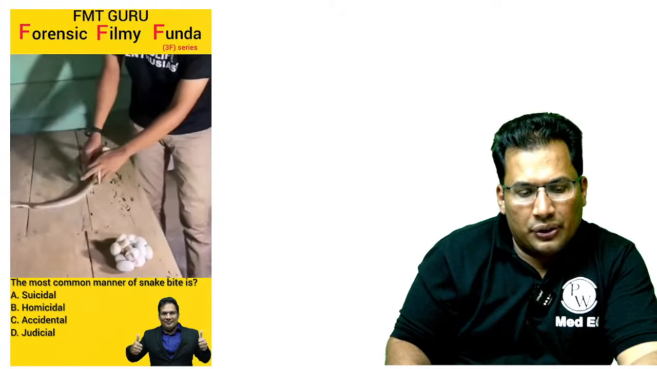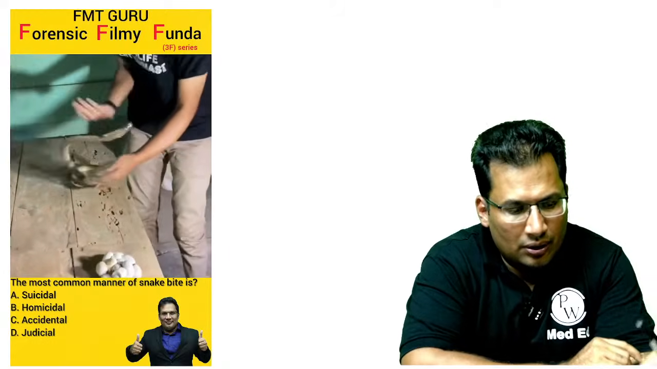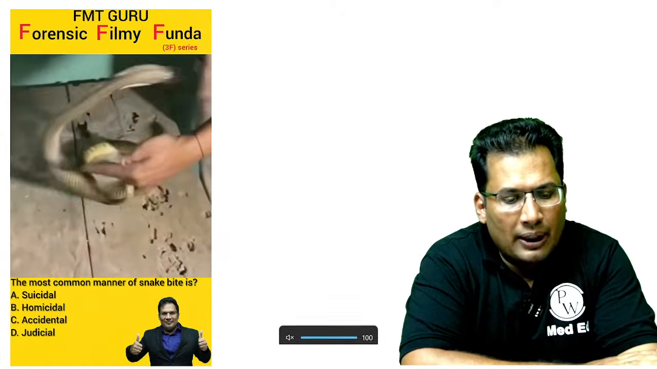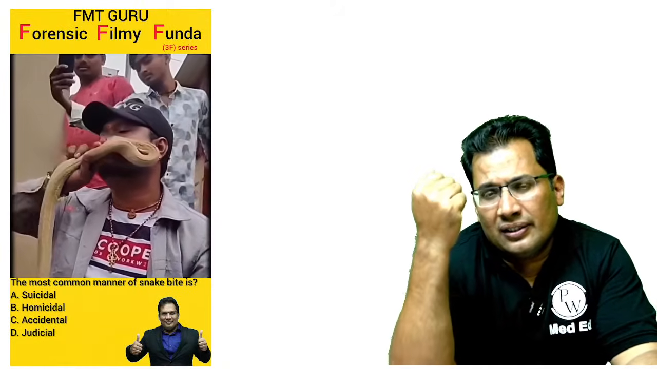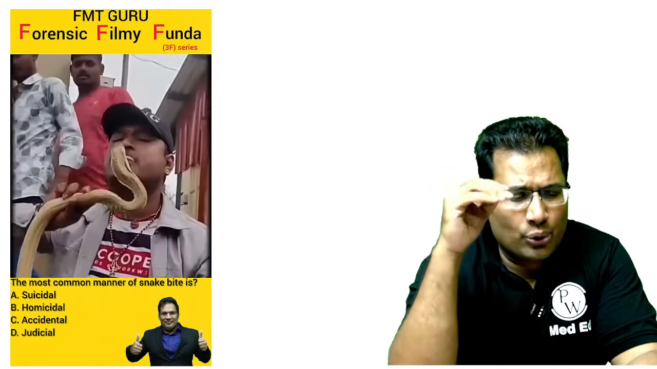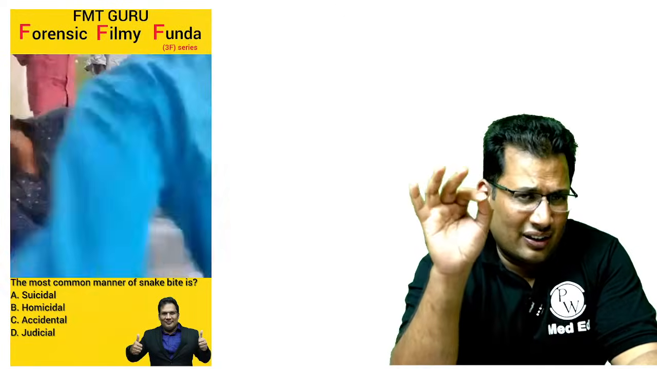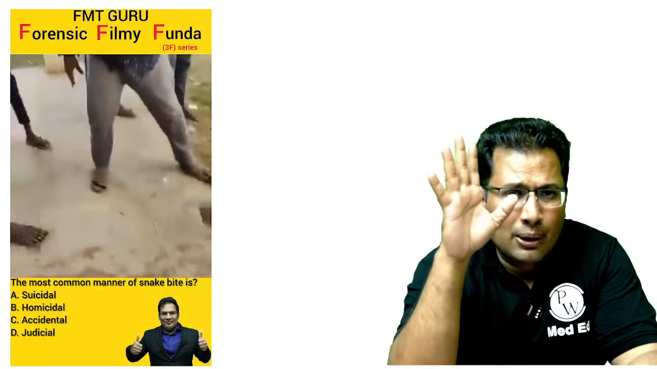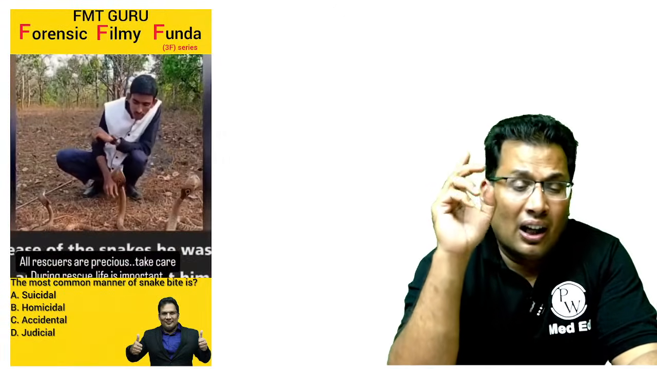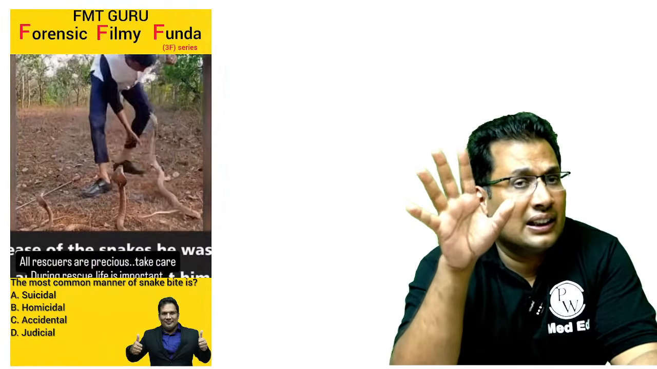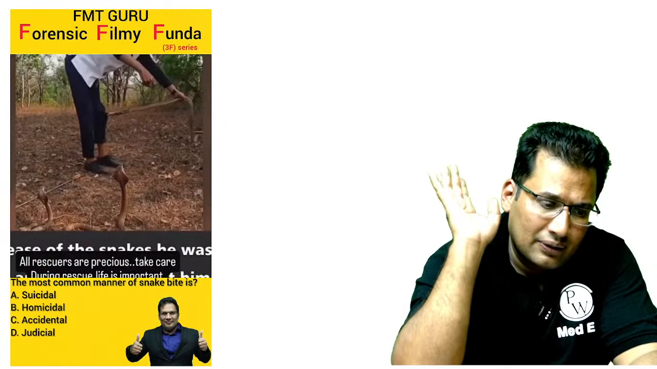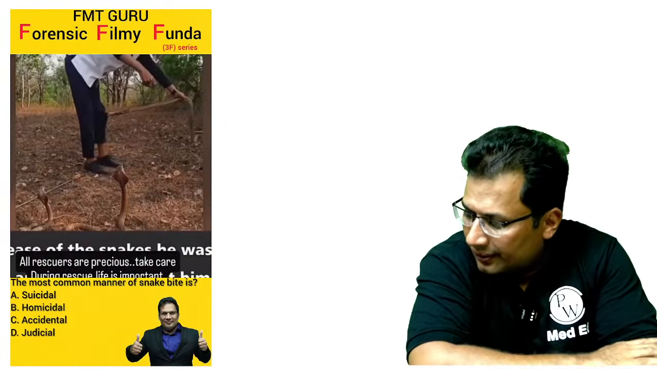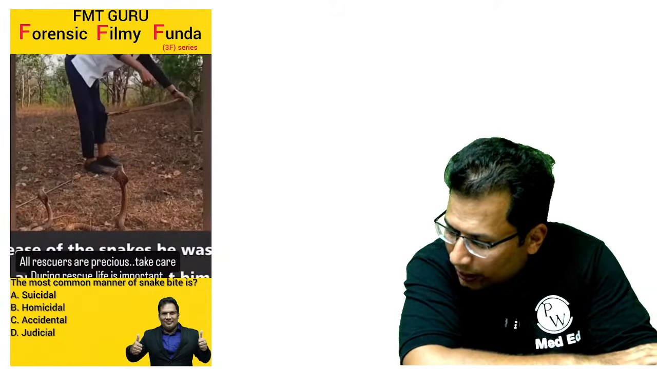Then one more snake question. The most common manner of snake bite: the snake bite can be suicidal, homicidal, or accidental. Very simple question. The most common manner in general is accidental. Sometimes it can be homicidal also, like the Uttara murder case, or the Cleopatra case, a classical case of suicidal snake bite. Rarely suicidal, commonly accidental. So what is the best answer? Accidental. Shubham Kumar, very good. Anu, good answer.